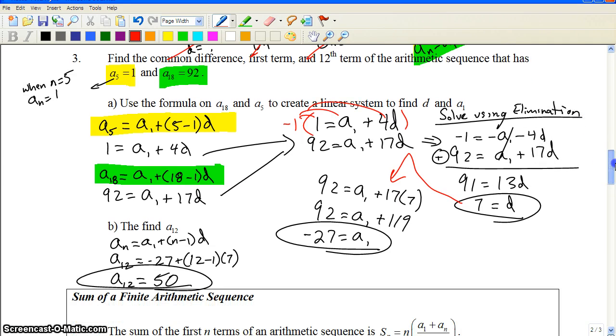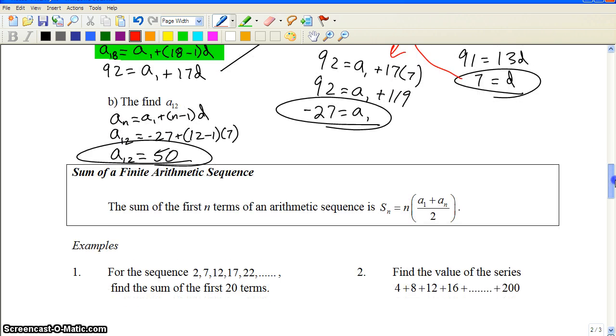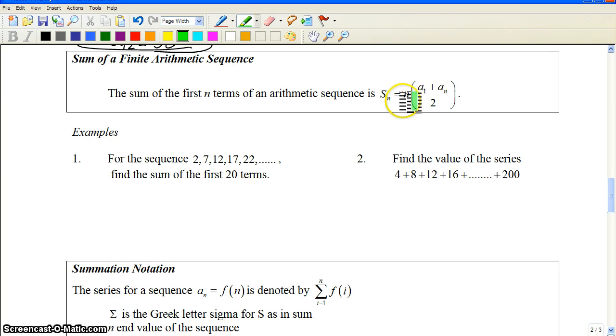Next setup. Sum of a finite arithmetic sequence. Go. By the way, guys, you know what that n means? That's the term number. You know what that a sub 1 means? That's the first term. You know what that a sub n means? That's the value of the nth term, or what the nth term is. You know what that 2 means? It means 2.